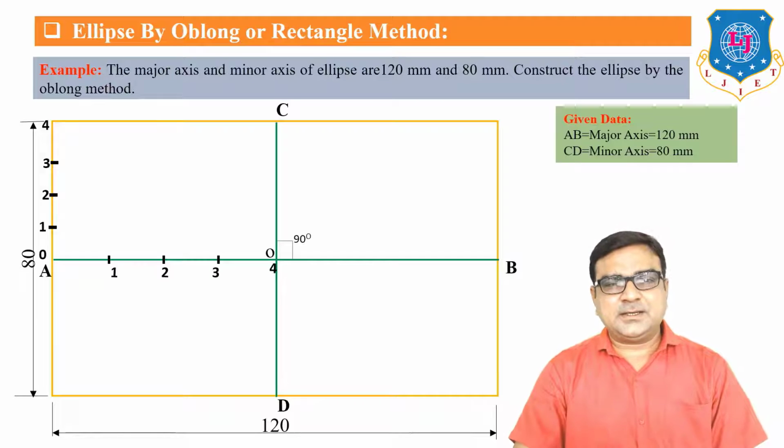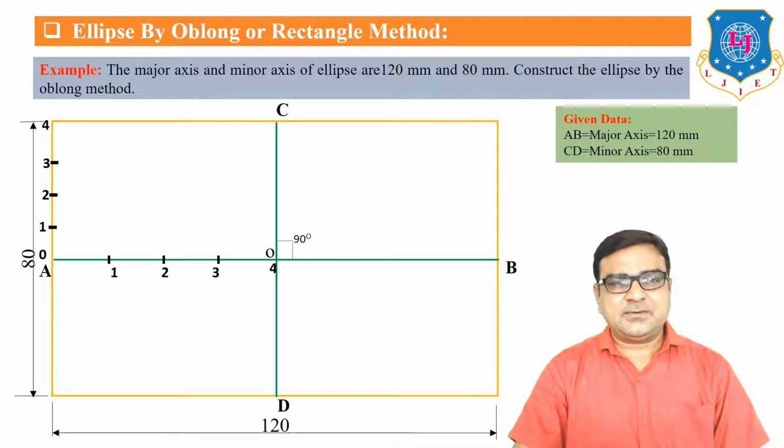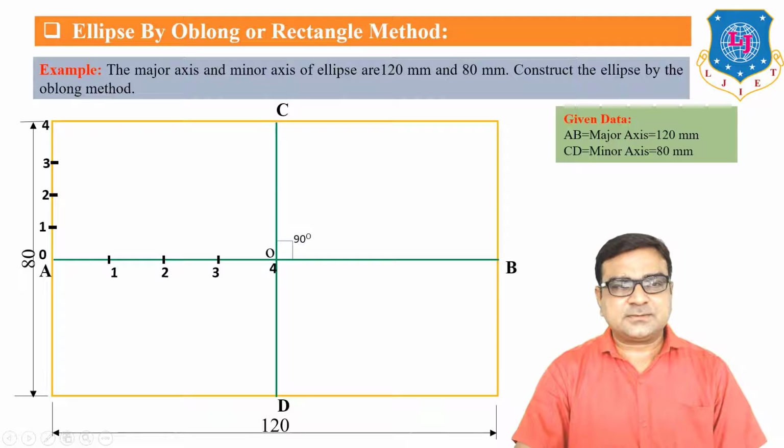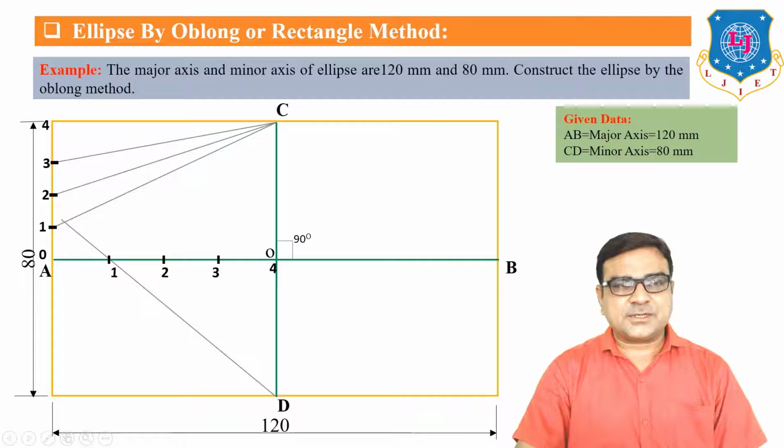Keep in your mind, in this method we are dividing this line, 80, this line 40 mm, into exactly 4 equal parts, and here AO is also divided into 4 equal parts. Now you have to join all these vertical points 1, 2, 3, 4 to C. C is the end of the minor axis. Join 1C, 2C, 3C and 4C.